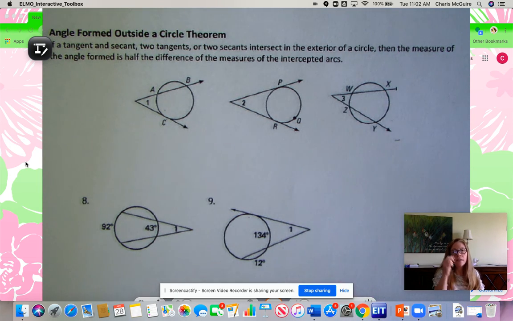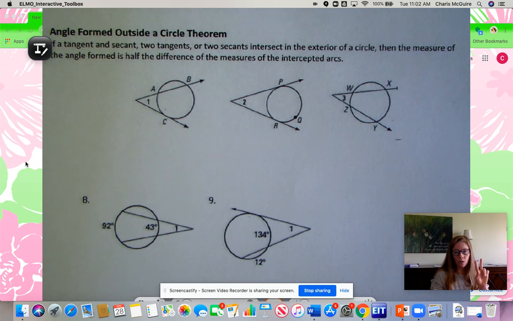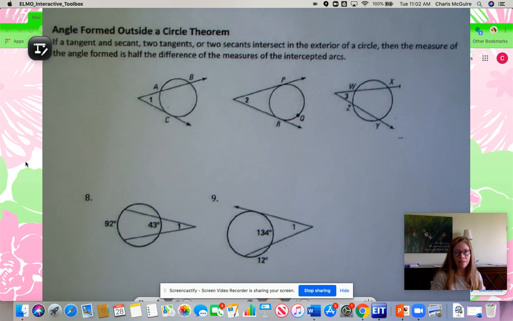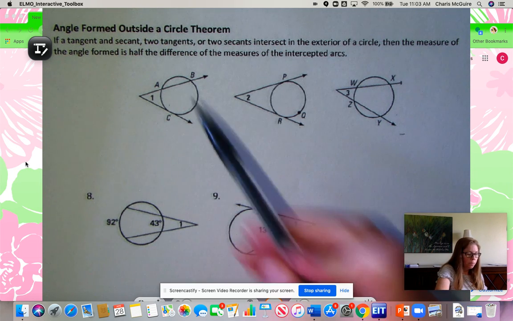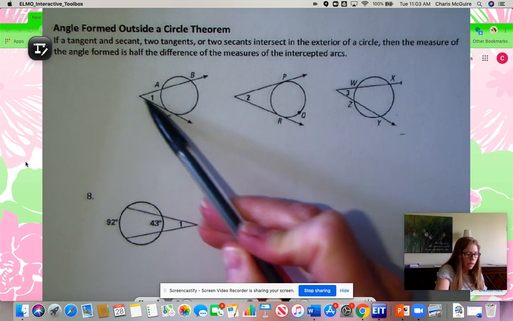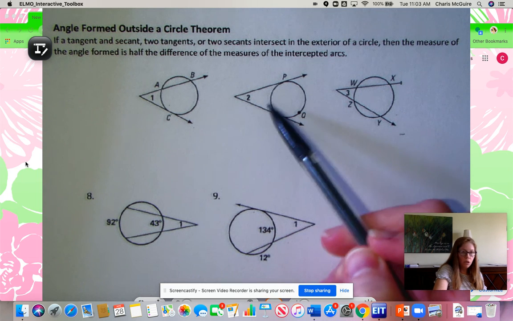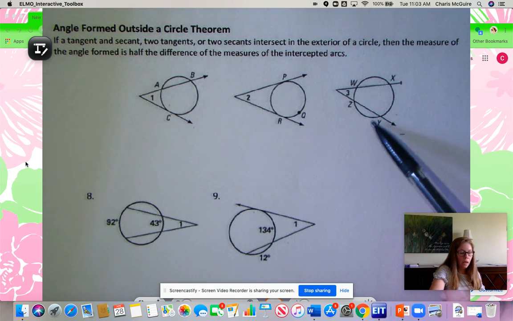The other lines go through the circle at 2 points. They're like a chord that's been lengthened, right? So instead of a segment that's a chord, it's like a line now, and it's called a secant. It's just like the taller brother of the chord. So here we have a secant and a tangent. Number two, we have the two tangents. And number three, we have two secants.